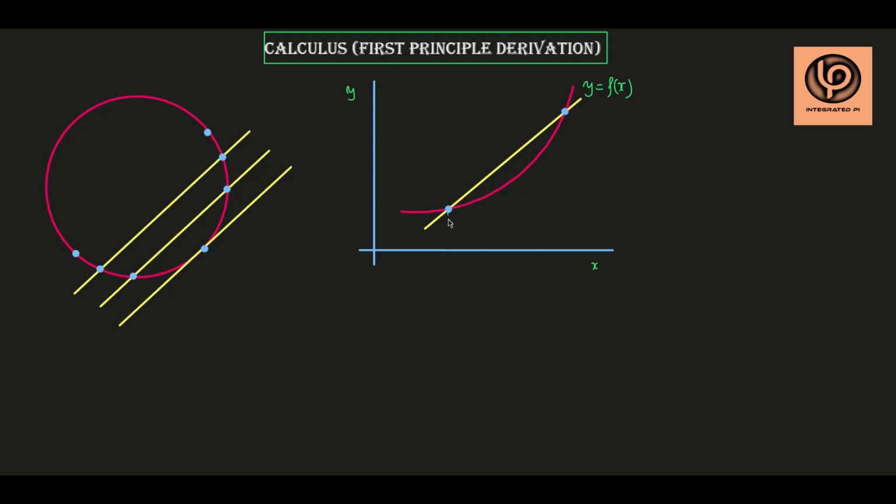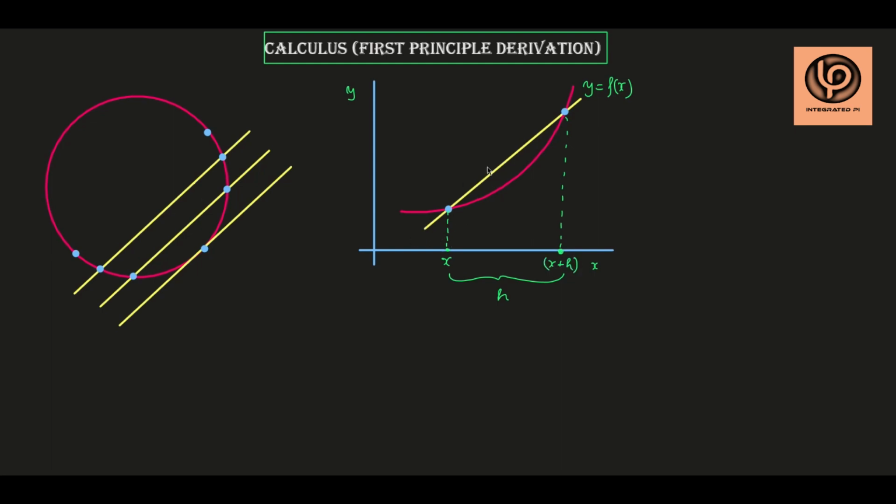So let's name this point x and the distance from this point to this point be h. So we can write this point as x plus h.